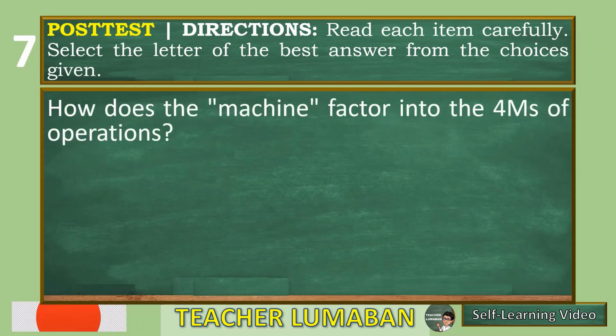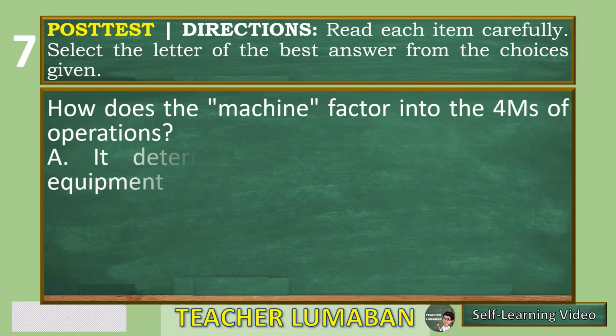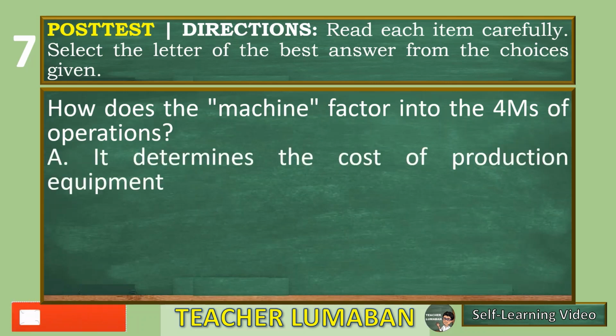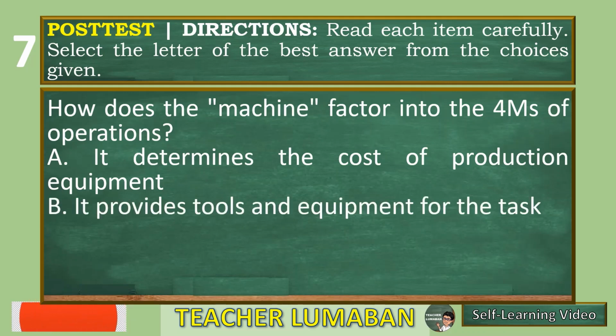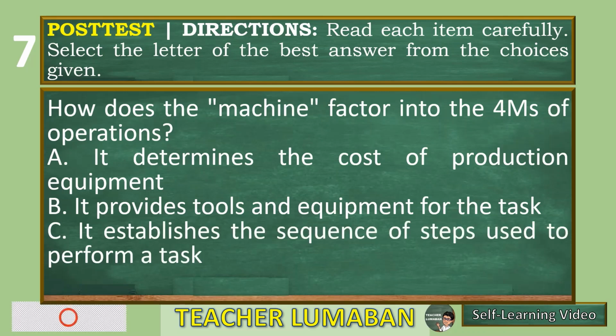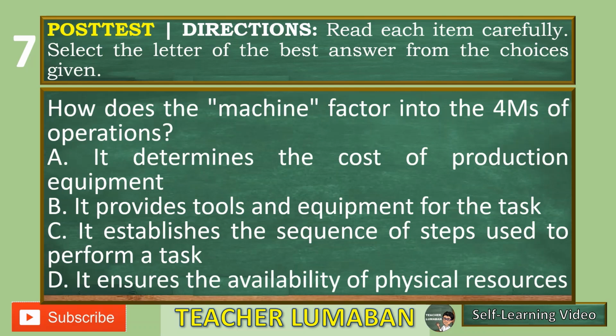How does the machine factor into the 4Ms of operations? A. It determines the cost of production equipment. B. It provides tools and equipment for the task. C. It establishes the sequence of steps used to perform a task. D. It ensures the availability of physical resources.